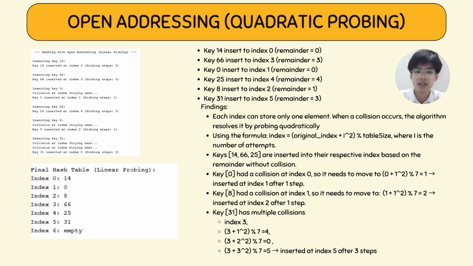and key 8 had a collision at index 1. Based on the formula, it needs to move to index 2, while key 31 had multiple collisions. Finally, it needs to be inserted at index 5 due to the collisions at index 3, 4, and 0.